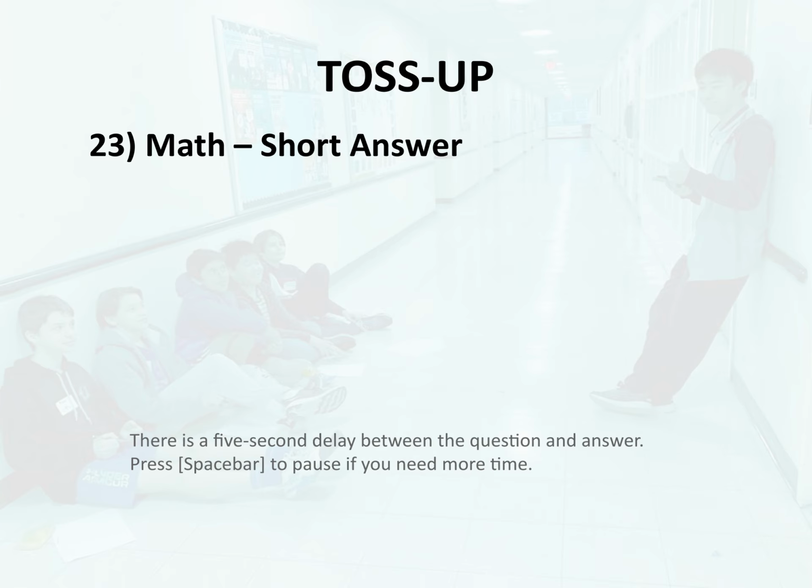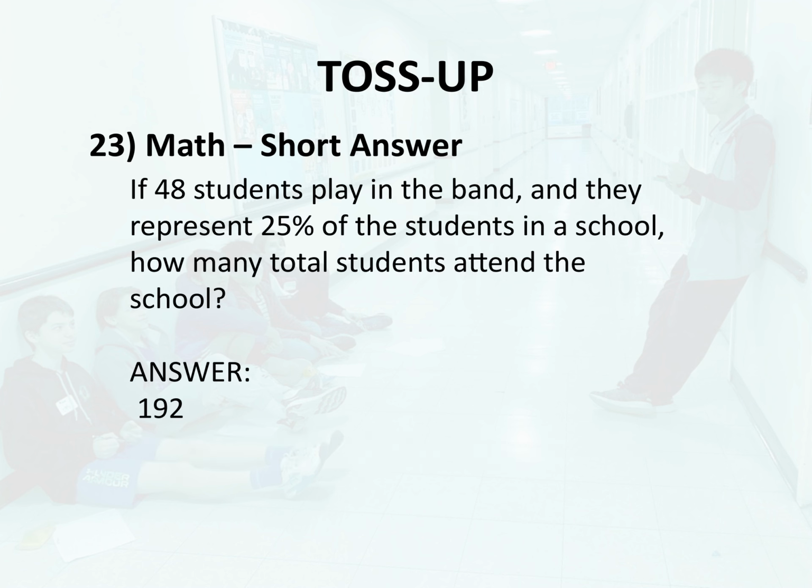Toss-up 23. Math, short answer. If 48 students play in the band, and they represent 25% of the students in a school, how many total students attend the school? Answer: 192.